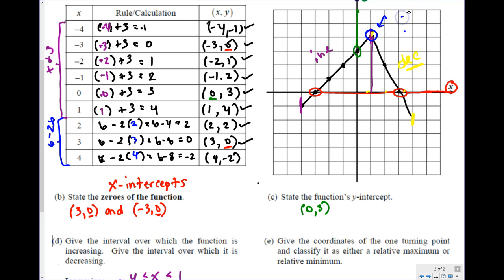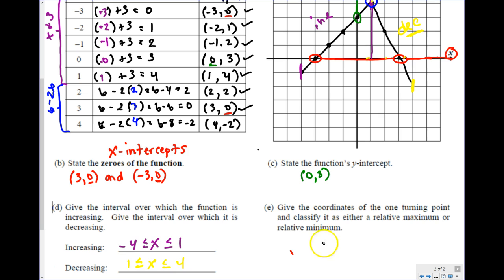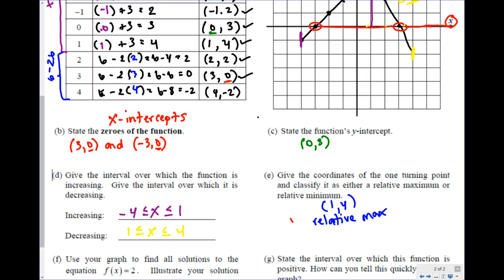Let me try and write that one more time. Alright, I give up. I'm going to write it messy because I don't know what else to do here with my pen. So that's the turning point, and that turning point coordinate is at 1, 4. And is this a maximum or minimum? It's a relative maximum because it's a hill. It's the highest. Okay? I think we have one more question.